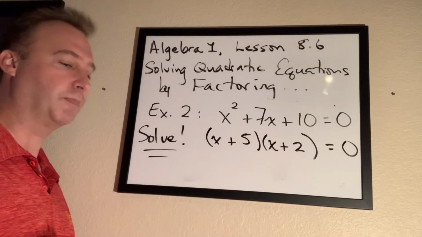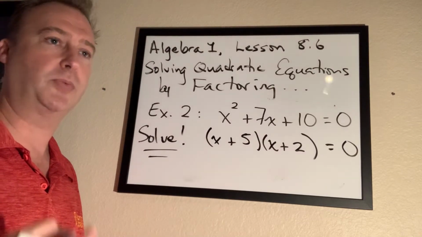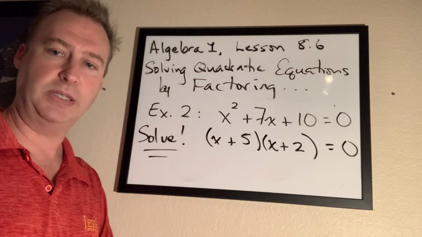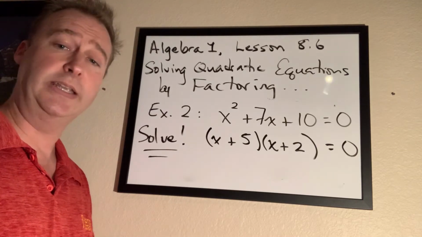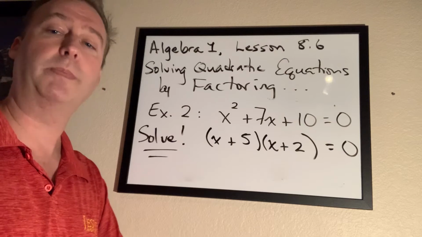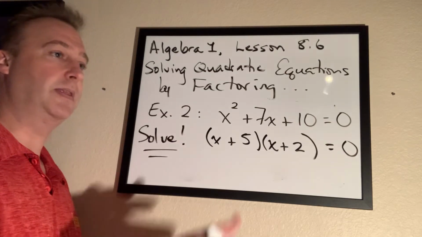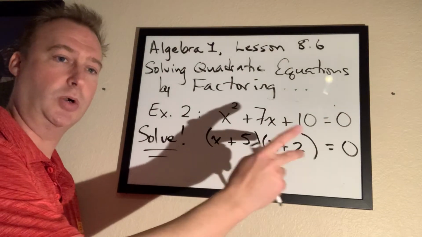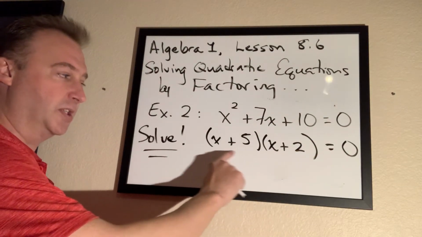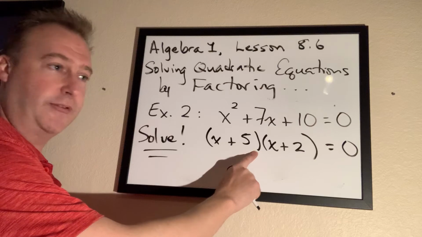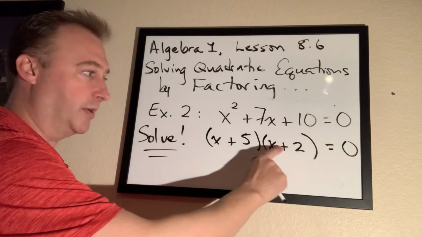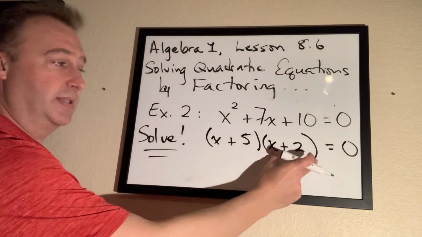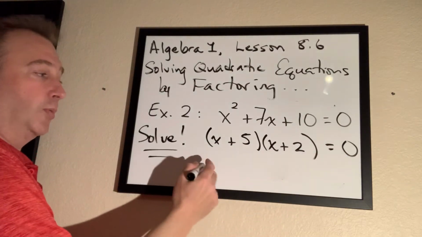Now, think about the zero product property we just learned. What did it say? It said, if A times B equals 0, then either A is 0 or B is 0. So in this scenario, what is your quote unquote A and what is your quote unquote B? Well, the A is this first binomial factor, the x plus 5, and the B is the second binomial factor, the x plus 2. So if this times this equals 0, then what must be true?